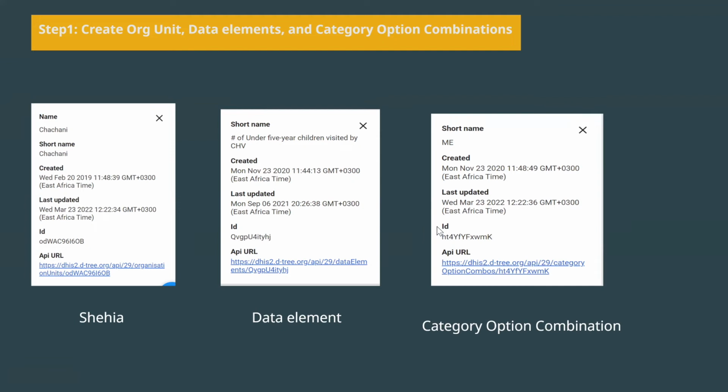Now we'll see how these IDs help us to map between DHIS2 and CHT. So that is the first step.